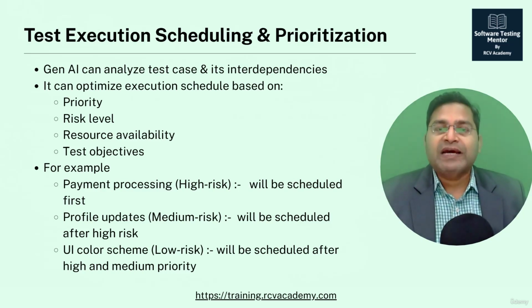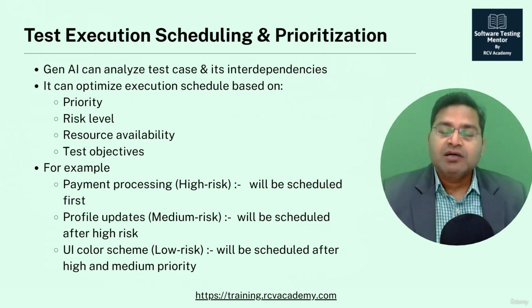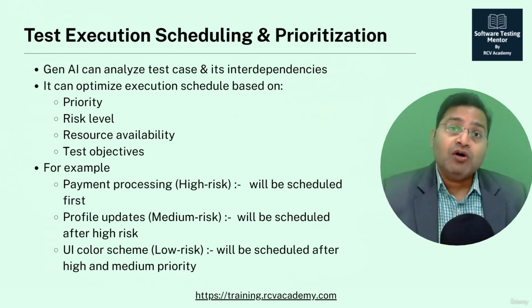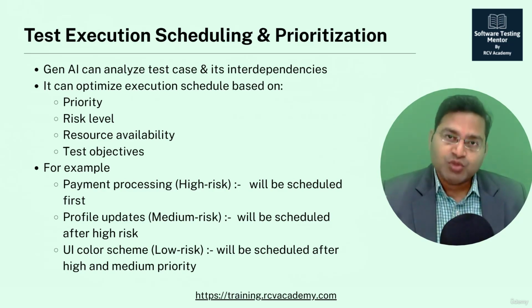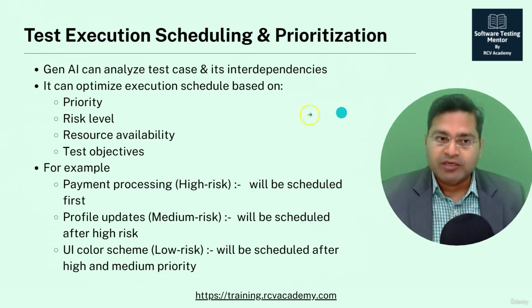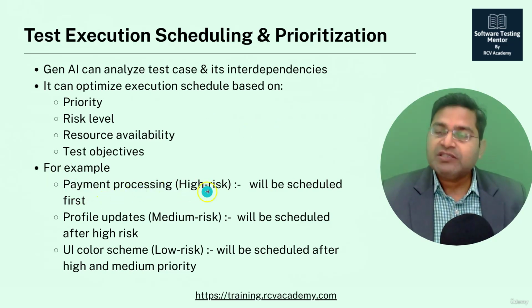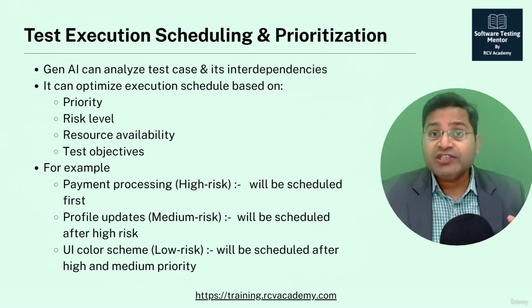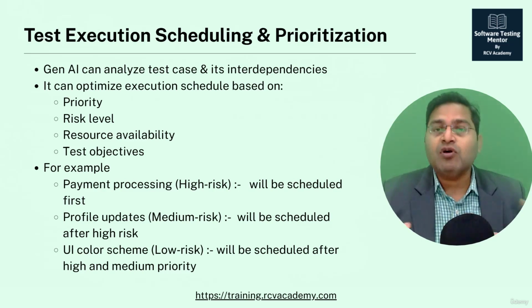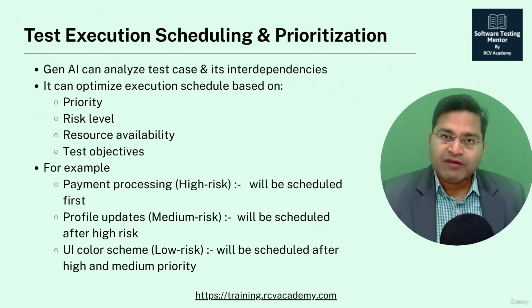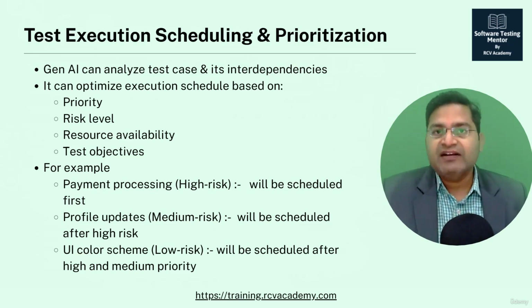You can also prioritize the test cases based on the complexity and priority of your user stories or requirements. If you provide the priority of your user stories and ask it to prioritize the test cases accordingly, Gen AI will be able to analyze and prioritize your test cases in that order. For example, payment processing, which is high risk, will be scheduled first. That's what generative AI will be able to do, and not always will it be correct. We'll see that generative AI is not always correct, but you have to use your knowledge to pick whatever is correct and relevant in your project.